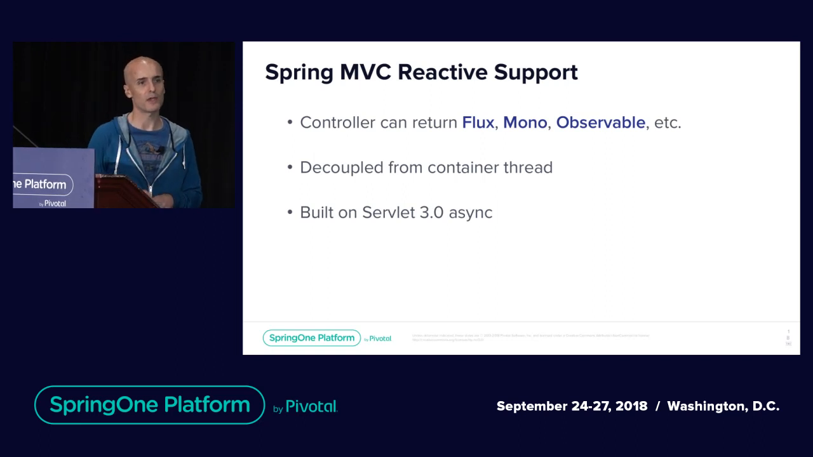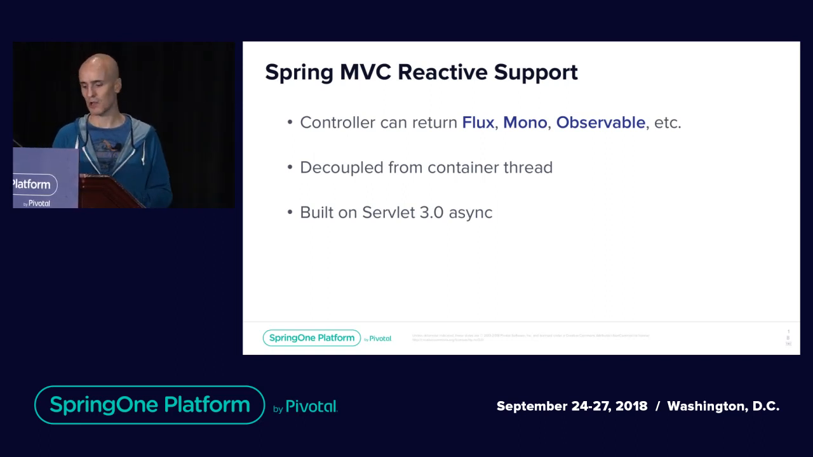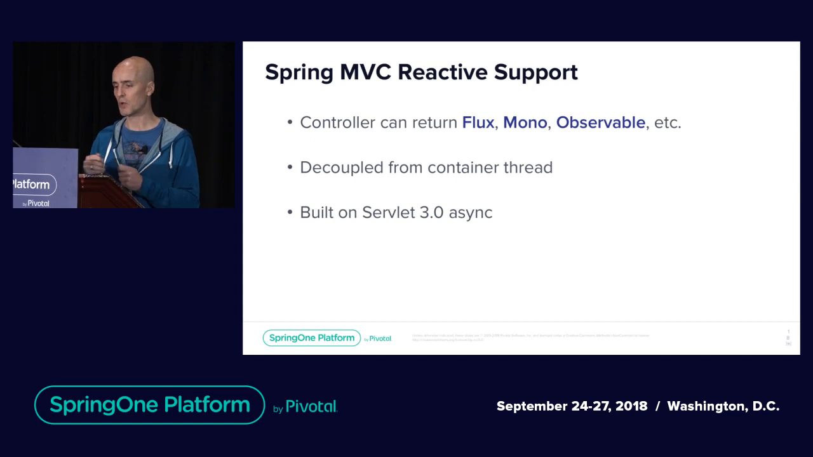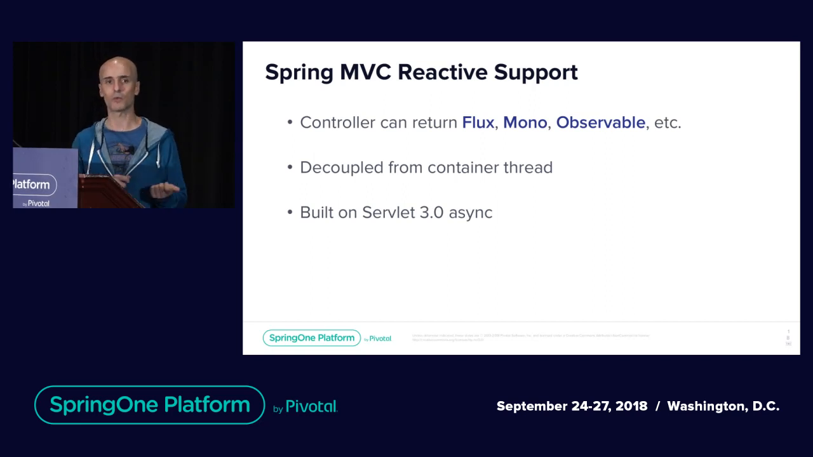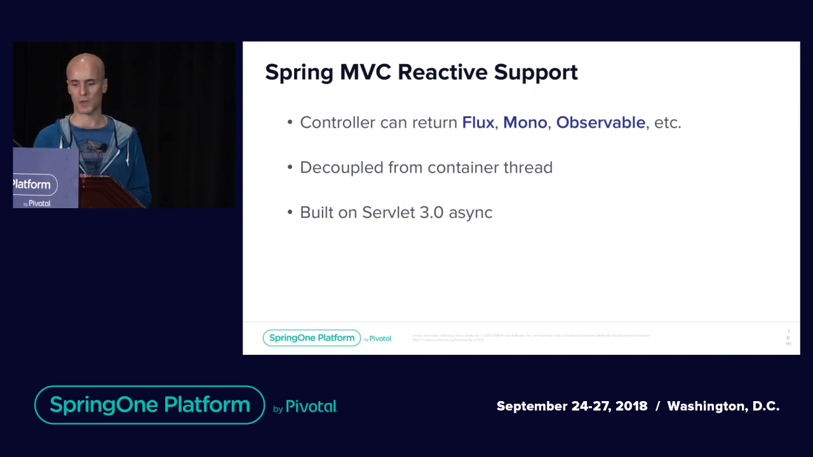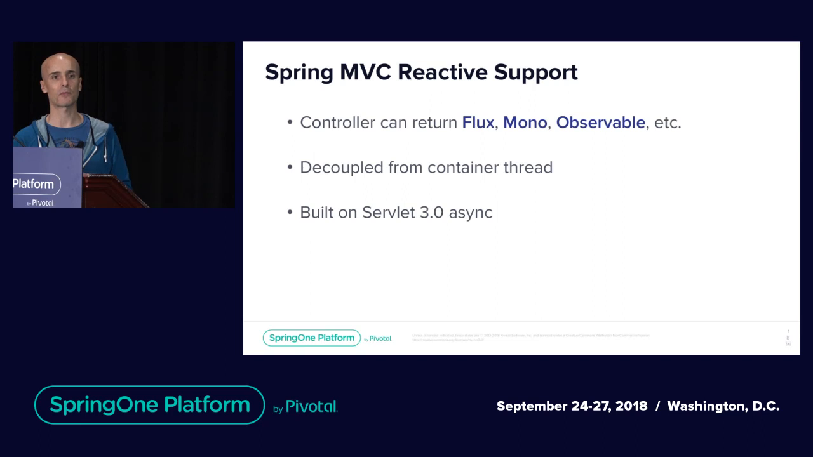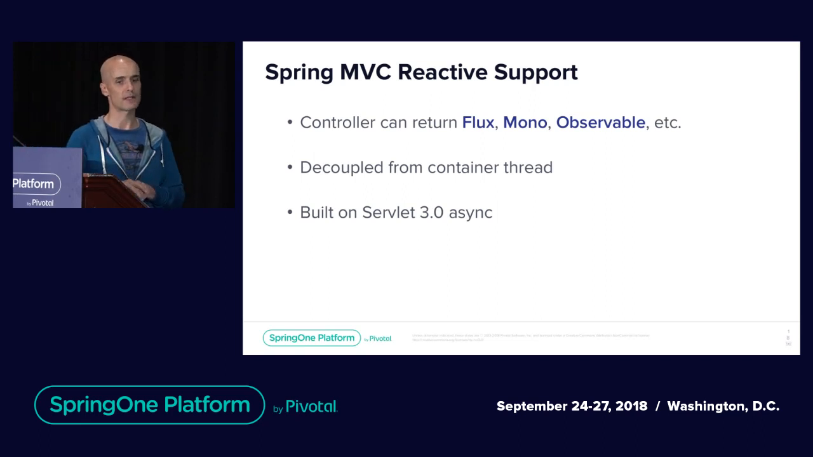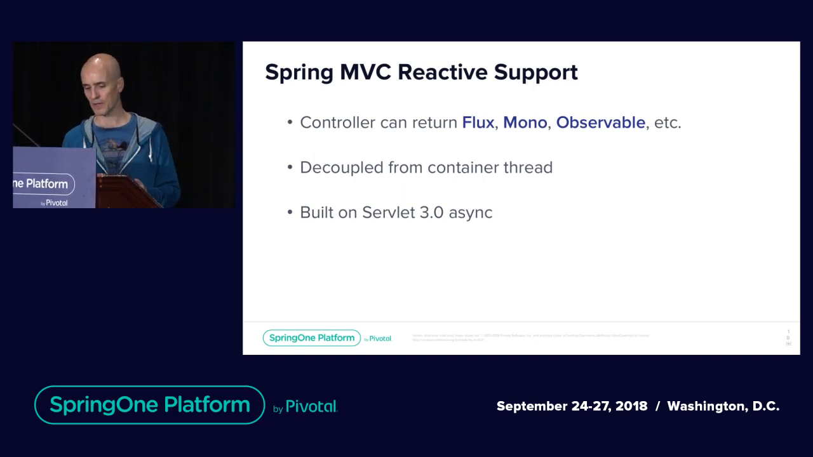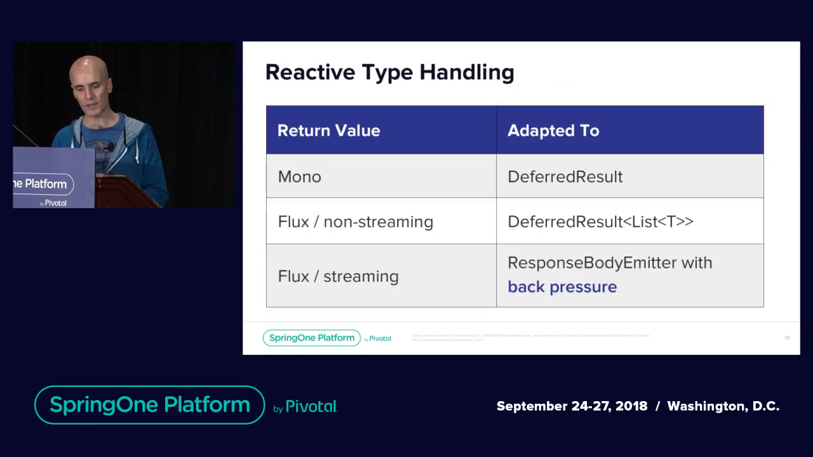But it's just something that we haven't pointed out as much, and I think a lot of people don't know about it. But you can return Flux, Mono. You can return RxJava types from a controller method. And we are going to deal with that. Spring MVC is going to handle that. It's going to use the same mechanism as the deferred result, for those who are familiar in Spring MVC, decouple from the servlet container thread, and then deal with the Flux and Mono. So it's built on the Servlet 3.0 async support. Under the covers, this is what we do.